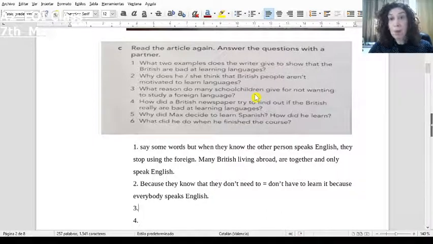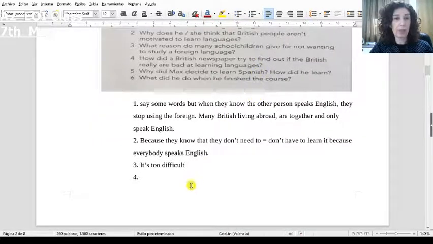Well, I don't want to study it because it's too difficult. I don't want to make an effort. I know English, then I don't need it. I don't need Spanish, I don't need French, I don't need German. And that's true, they don't have motivation because there is no need.